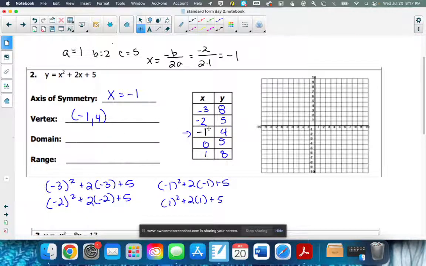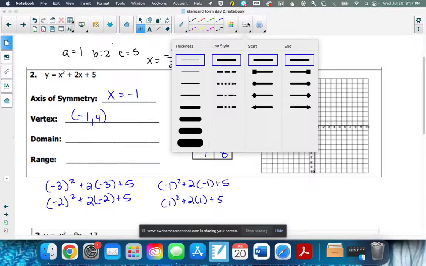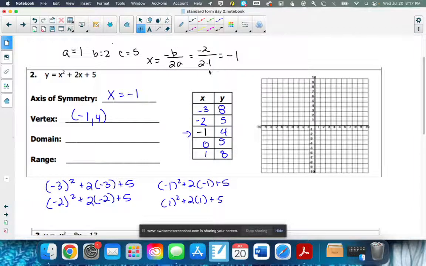All right, so the domain, I could actually do the domain now before we graph it because I know it's going to go all the way to the left and all the way to the right. That's what these do. But let's go ahead and graph it and see what it looks like. So negative 3, 8, a bit further down. Negative 2, 5, negative 1, 4, 0, 5, and 1, 8. All right, so a nice curve. Let's see if I can make it a little bit more curved this time. There we go. That's a nice curve.